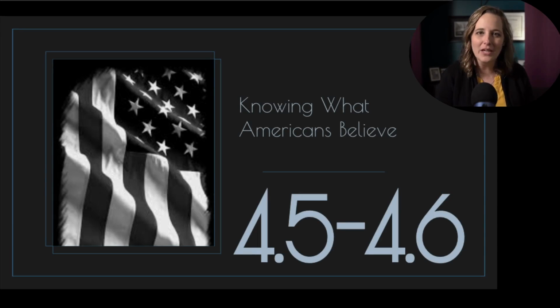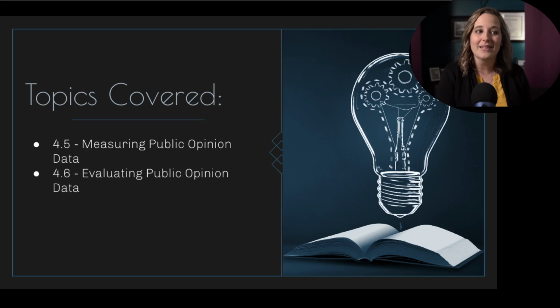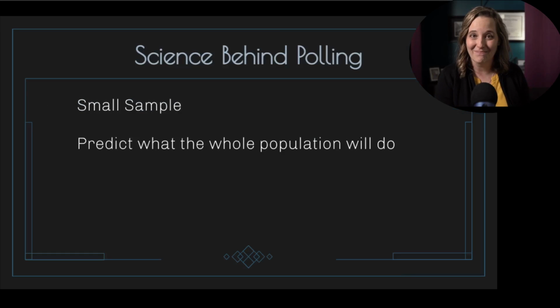So in our last video, we talked about what Americans believe. In this lesson, we're talking about how we actually know what Americans believe. We're covering topics 4.5, measuring public opinion data, and 4.6, evaluating public opinion data. We're going to learn the elements of a scientific poll, the value of polling, and the mistakes that can be made in polling. So let's get started.